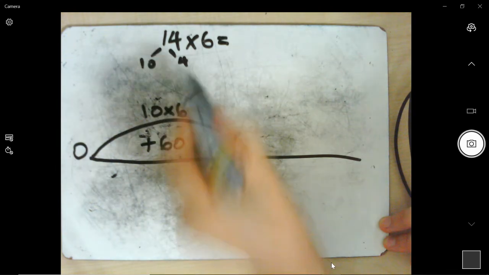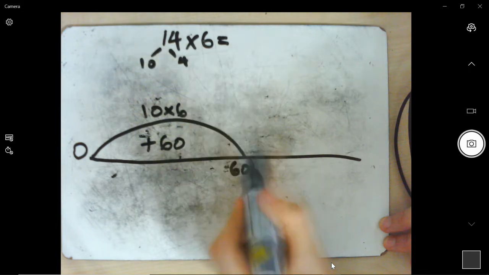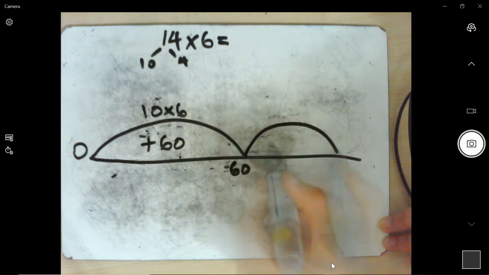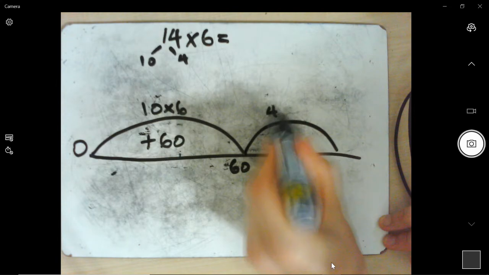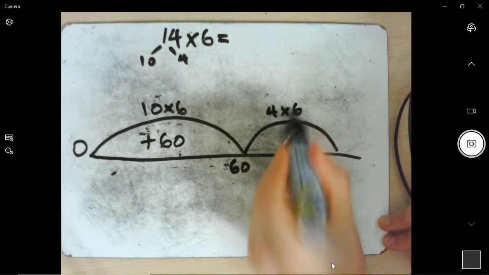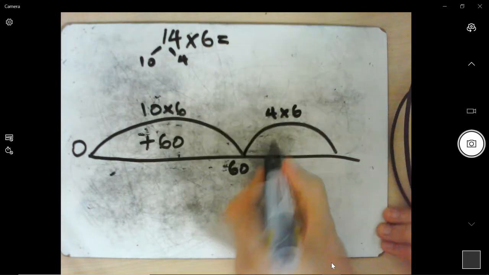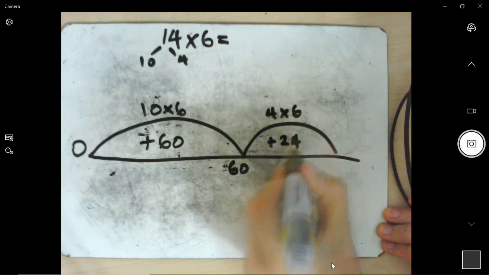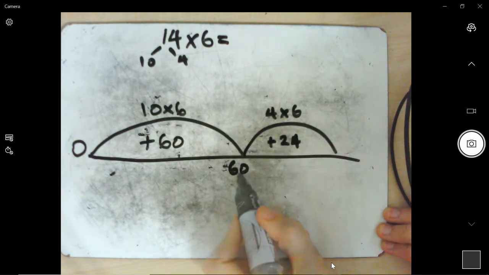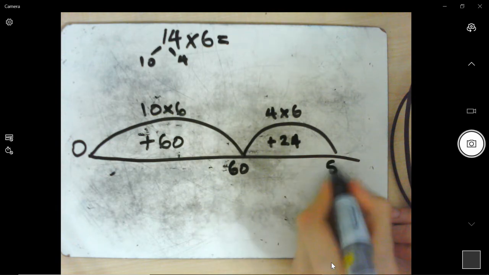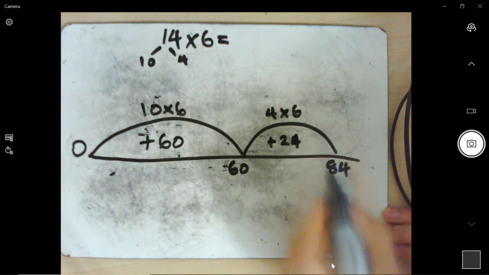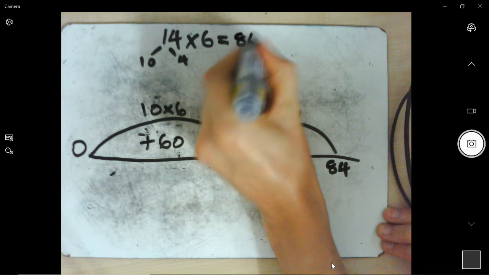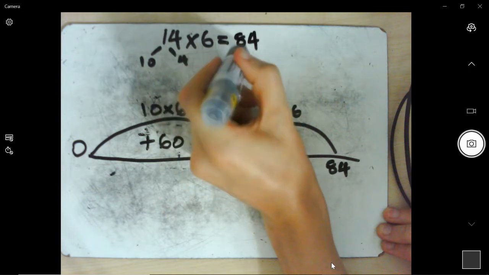Now I'm going to do 4 groups of 6. 4 groups of 6 is 24. I was on 60 and I added 24. That means at the end, I'm going to land on 84. So 14 times 6 is 84.